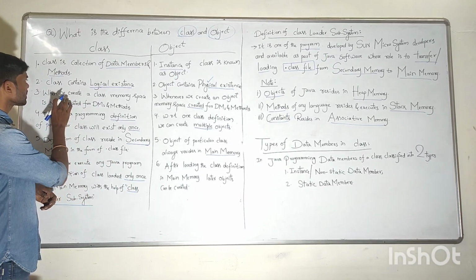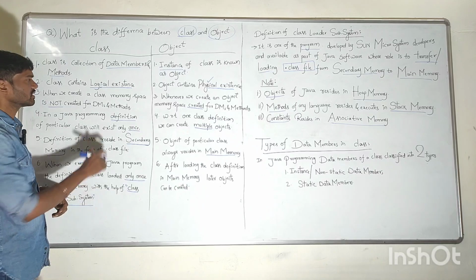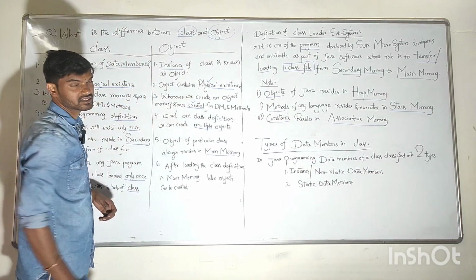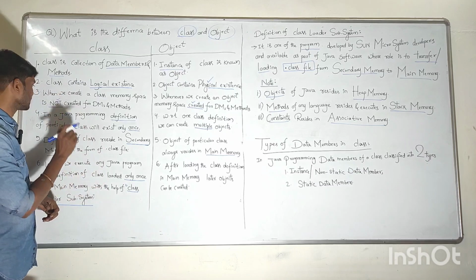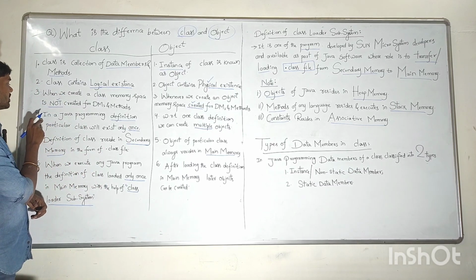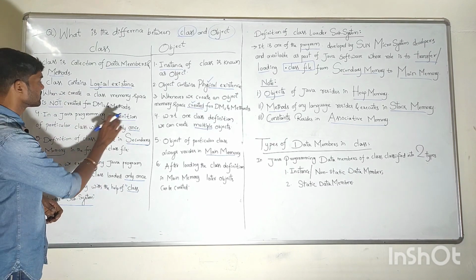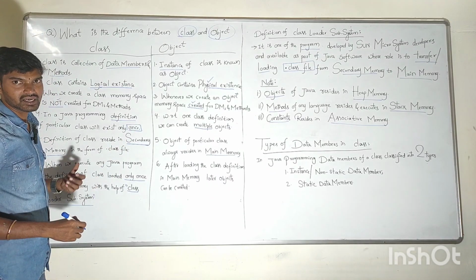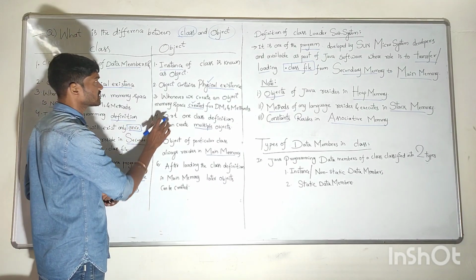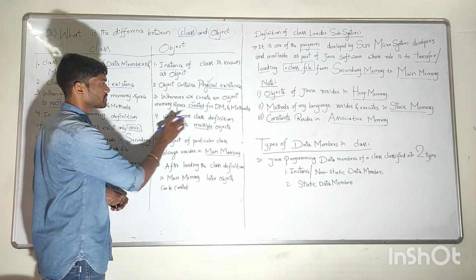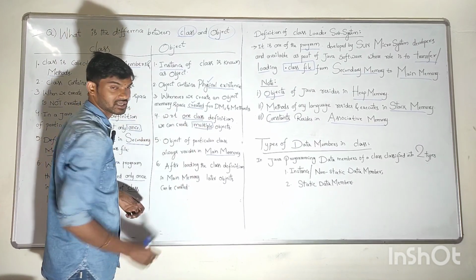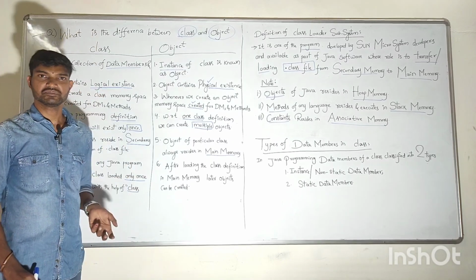And whenever we create a class, no memory space is created. Whenever we create an object, memory space is created for the data members of the particular class. And in Java programming, the definition of a particular class will exist only once. But in the case of objects, with respect to one class, we can create multiple objects. So one class may contain several objects.